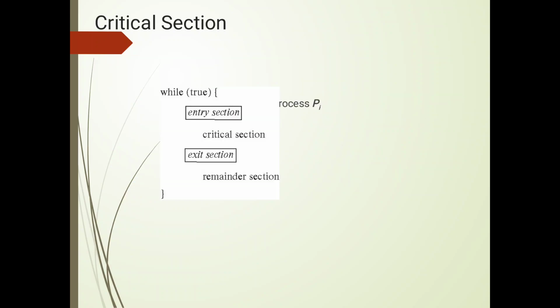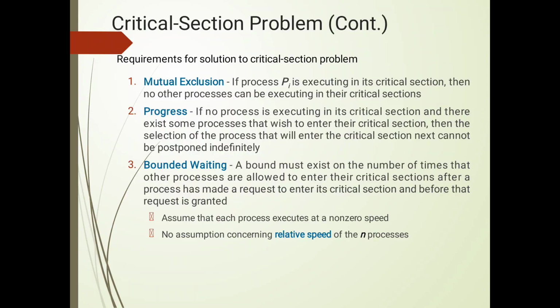In the general structure, while the process is in the true state, it goes to the entry section, then the critical section is executed, then it goes to the exit section, and then the remainder section is executed. The requirements to solve the critical section problem are mutual exclusion, progress, and bounded waiting. Mutual exclusion: if process Pi is executing in its critical section, then no other process can be executing in its critical section.